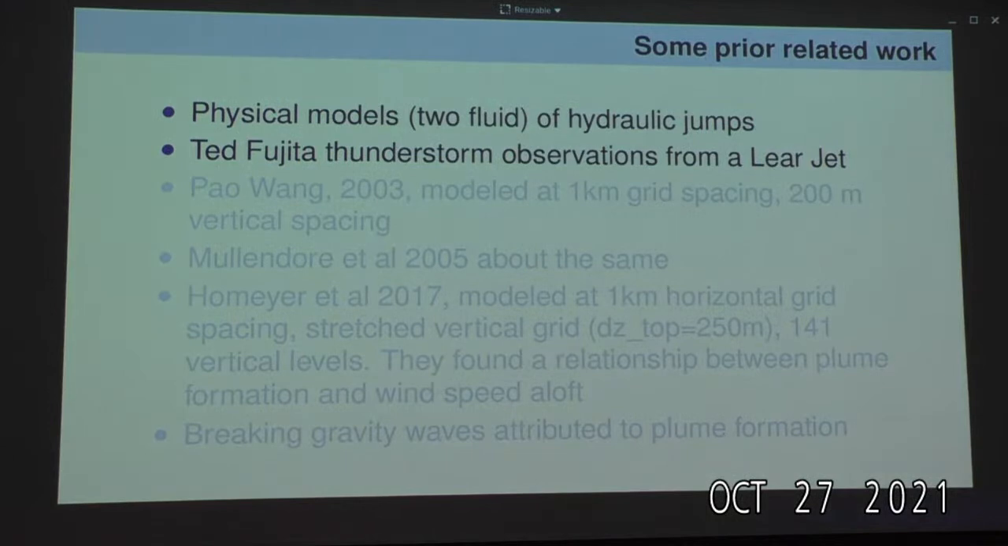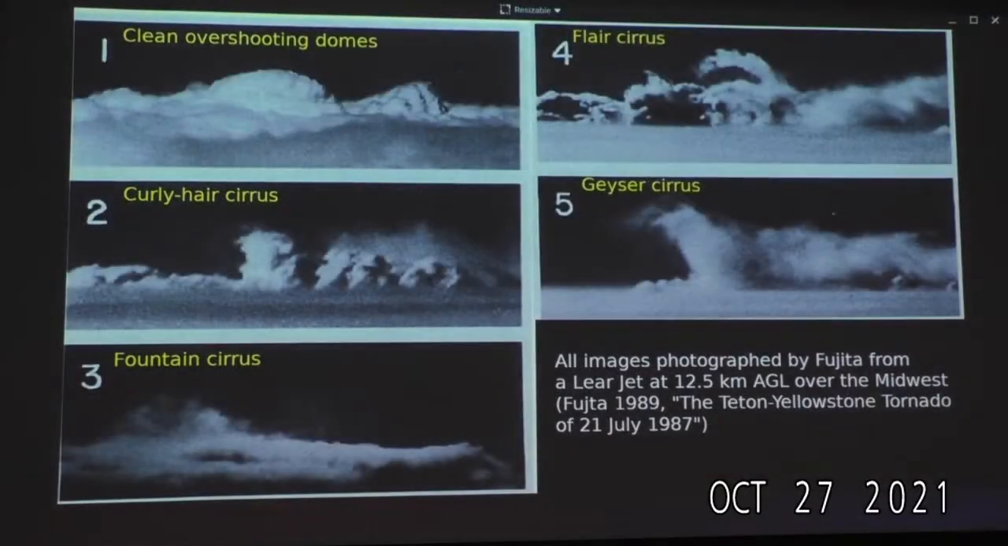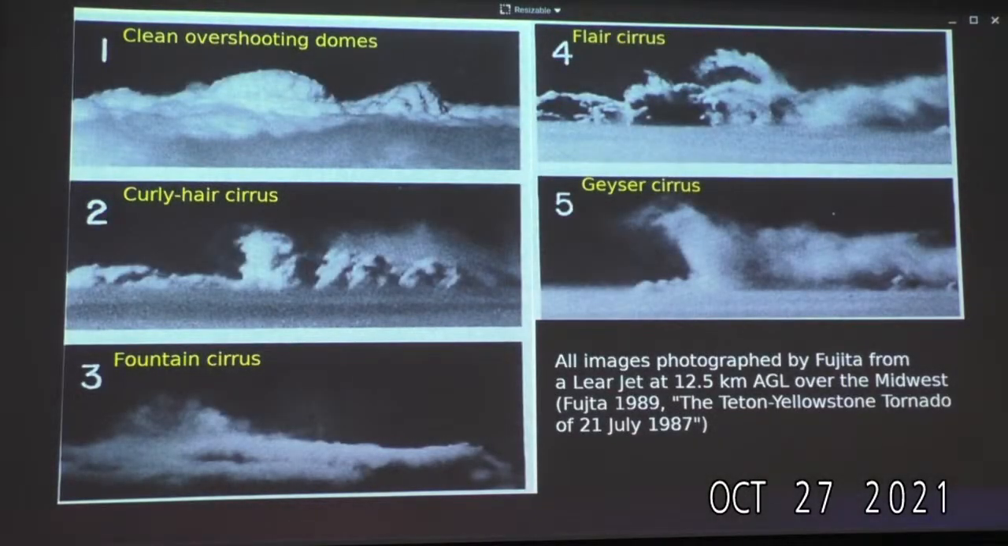Ted Fujita took pictures, of course he did, from a Learjet, because that's Ted Fujita. And he gave everything names, as we know. This is from his paper on the Teton-Yellowstone tornado of 1987, a very rare F4 tornado that occurred in Yellowstone. But this is actually not from just that storm. This is from stuff that he had already viewed from the airplane.